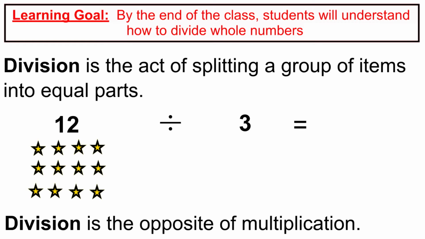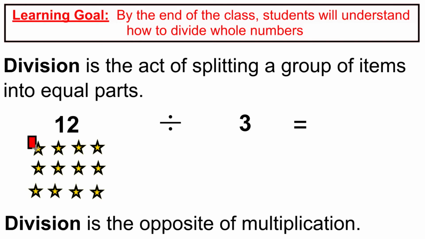So here's my quick example of this. If I ask you to do 12 divided by 3, what I actually mean is I have 12 items, and there are 3 people that I'm going to give those items to. I've decided that I'm going to split them. I need to take these 12 items and give all 3 of these people the same amount.